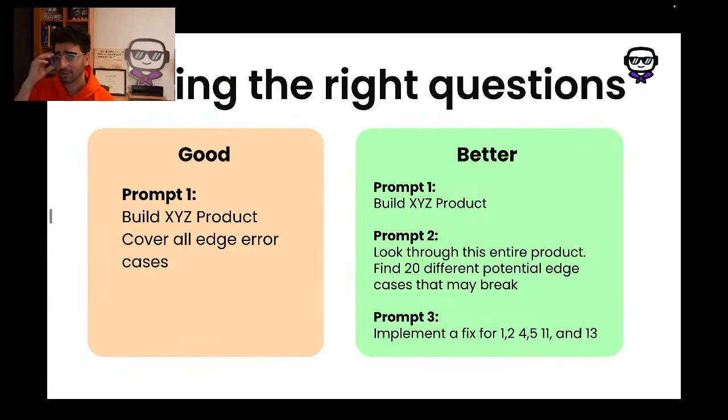Again, going back, the most important thing here isn't going to be the skills or commands or sub-agents you set up. It's going to be asking the right questions and how you prompt your agent. One of the biggest things is that prompt one might be, "Hey, build XYZ product and cover all edge cases." You could do that. Or it might be better if you split it up into 3 prompts. First you say, "Build XYZ product," then you send another prompt and say, "Look through this entire product, find 20 things that might break about it," and then it'll share 20 things, and you can pick number 1, number 2, 5, 7, and 8 and say, "Go fix these ones." The way in which you prompt and talk to your AI is going to be more important than the skills that you set up.